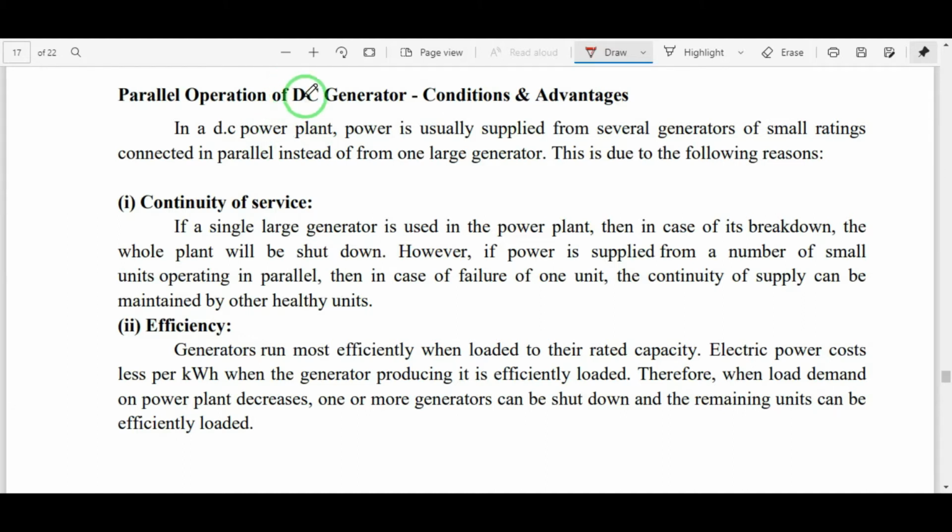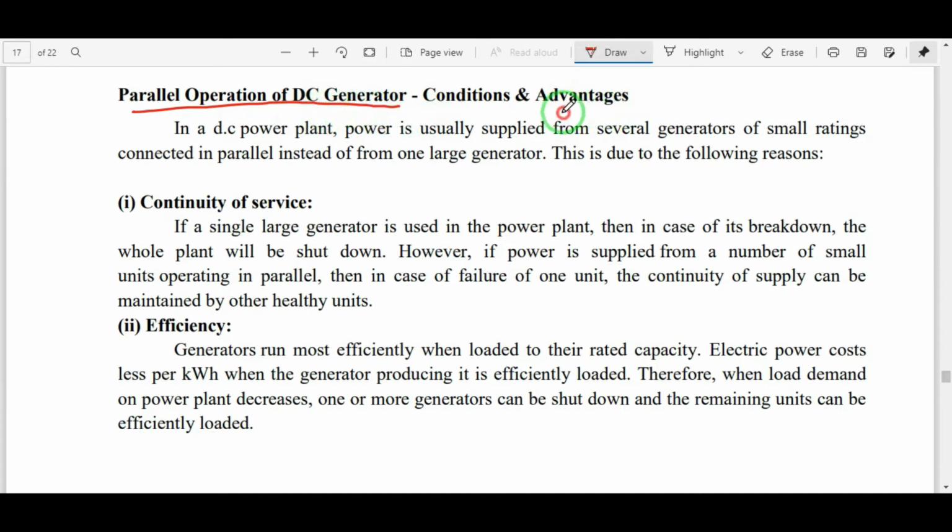So, now coming to today's concept, which is parallel operation of DC generator. I will try to explain this concept easily and effectively. Please try to understand parallel operation of DC generator. First of all, why do we need parallel operation, I mean parallel connection of DC generators?